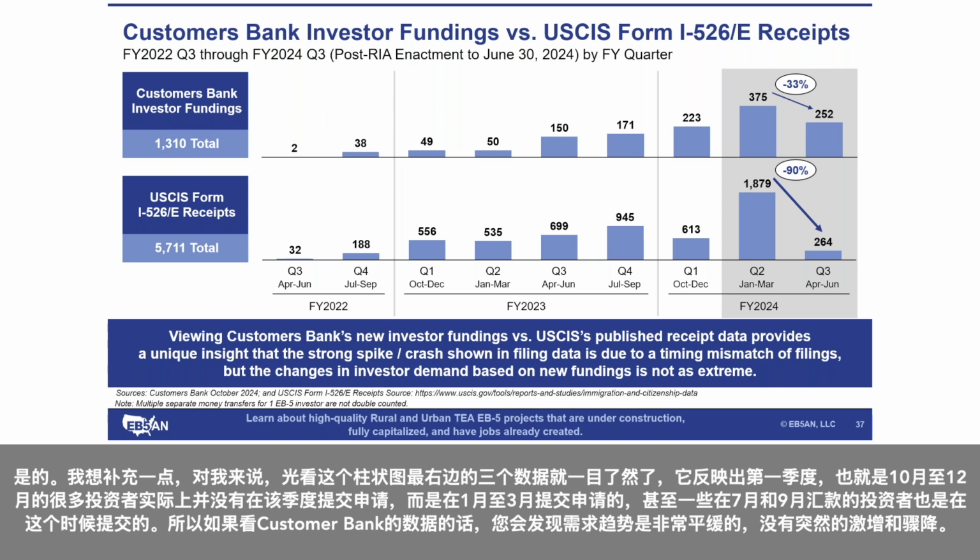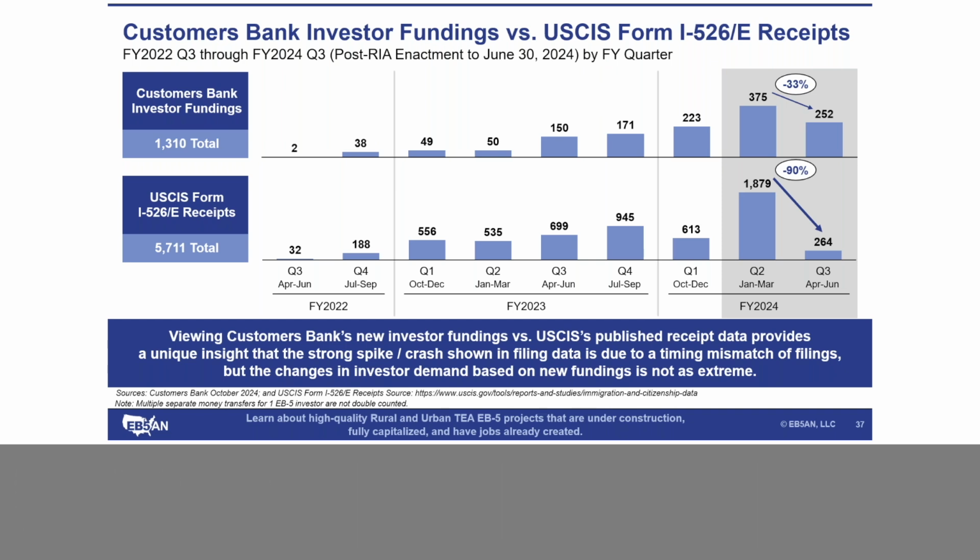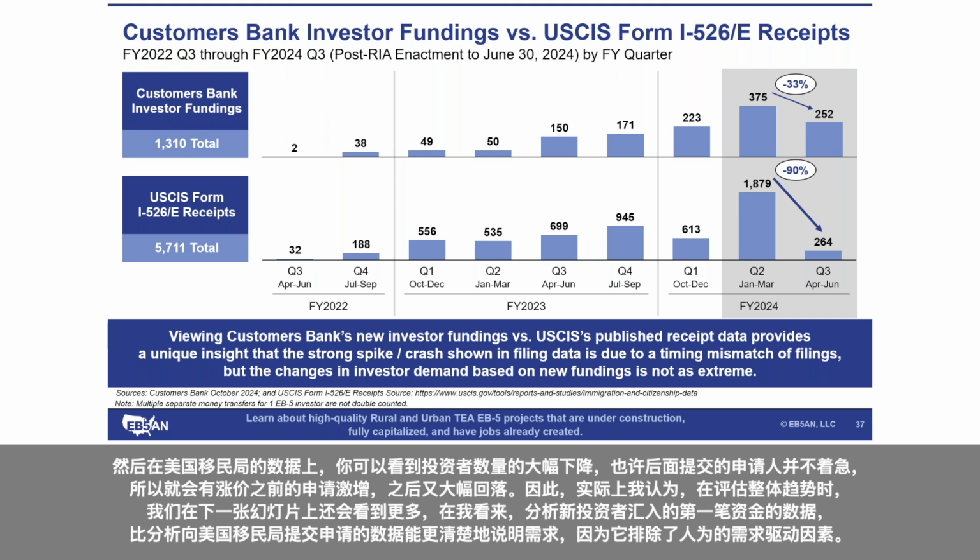Yep, and just to add to that, to me, focusing on these right three columns for each one tells the story. If you look at it, I think a lot of the investors from Q1, October to December, that wired didn't actually file in that quarter. And then they all filed in that January to March, and even some from July and September before. So it's pretty clean demand without that one pop in terms of the customers' bank data. And then within USCIS, you see a big dip down of investors maybe that weren't in a rush, then the massive spike with the fee increase where it drops again.